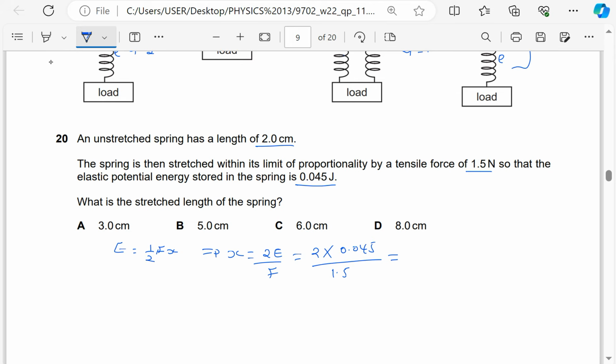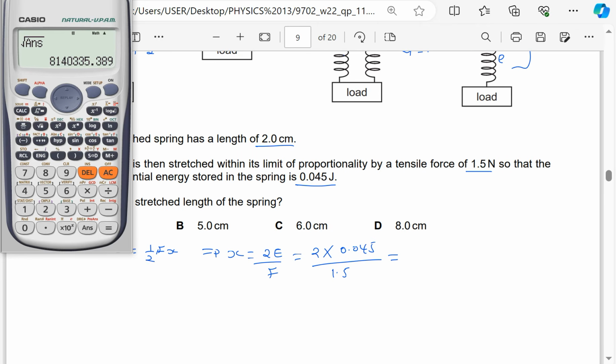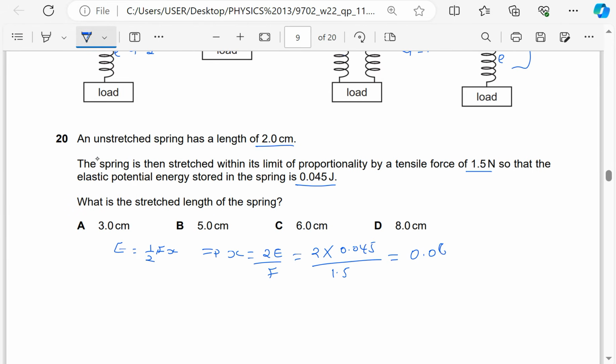Okay, so this gives me 2 times 0.045 divided by 1.5. So this is 0.06 meters. So I didn't need the original length. Oh, sorry, I need the original length. So this is going to be 6 centimeters.